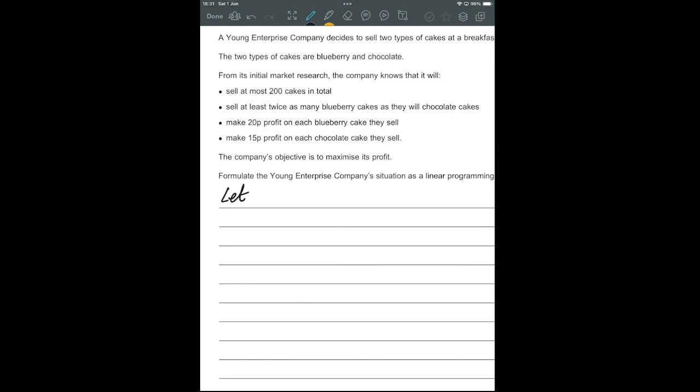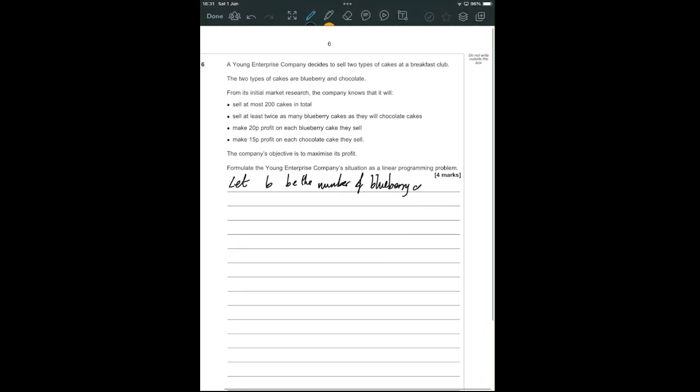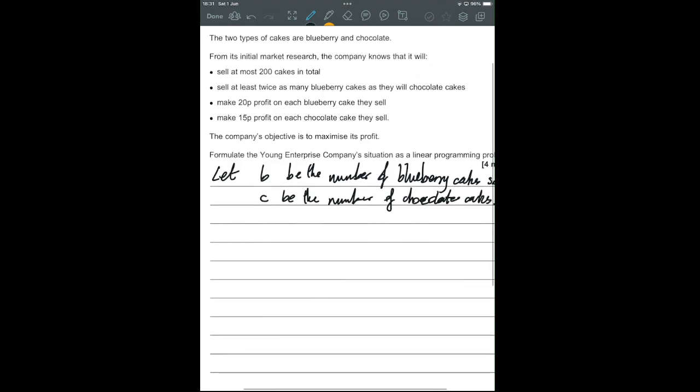So let B be the number of blueberry cakes sold, C be the number of chocolate cakes sold. So I've got my setup. So now I need to put my objective function.